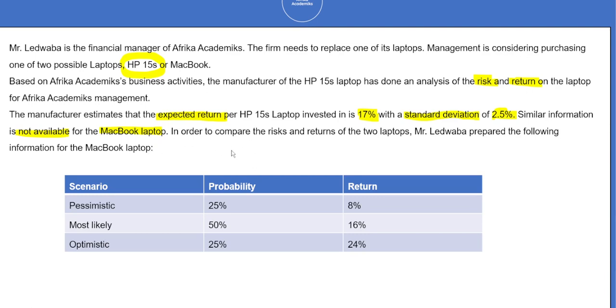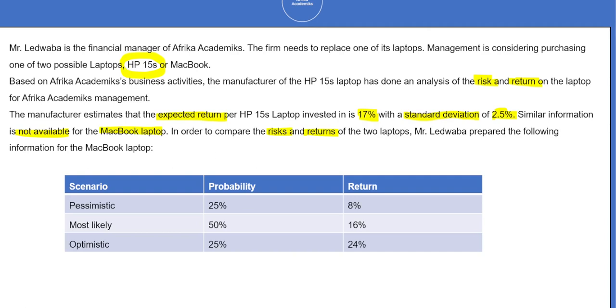Now, in order to compare the risks and returns of the two laptops, Mr. Ledoba prepared the following information for the MacBook laptop. So this is the information that is being prepared for us. This is what we are going to be using to find the return and also the risk, or the standard deviation, of the MacBook laptop, so that we can make a comparison and then choose the best one.